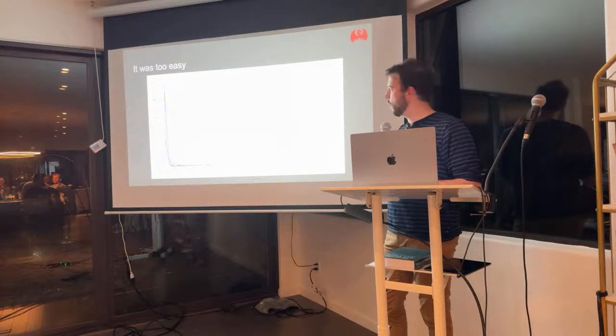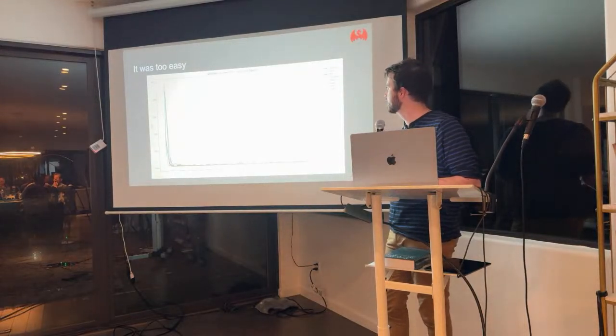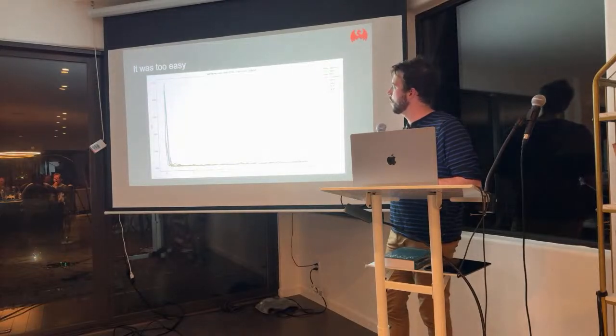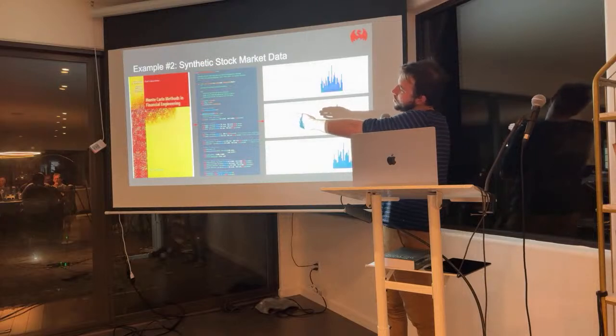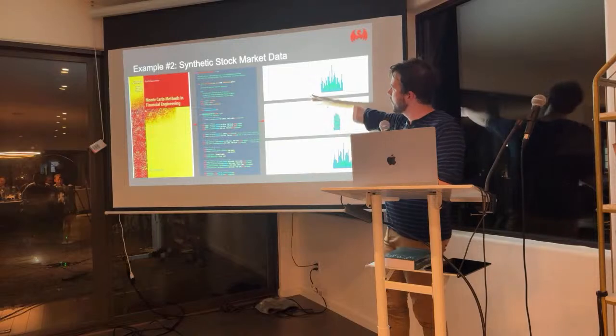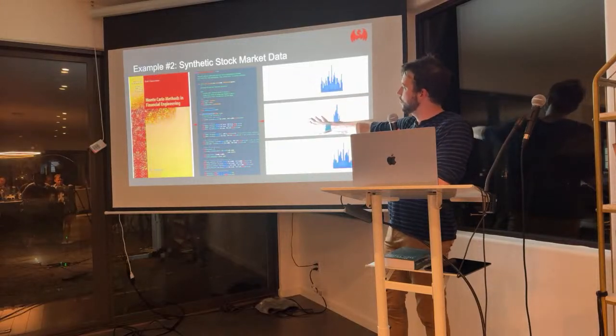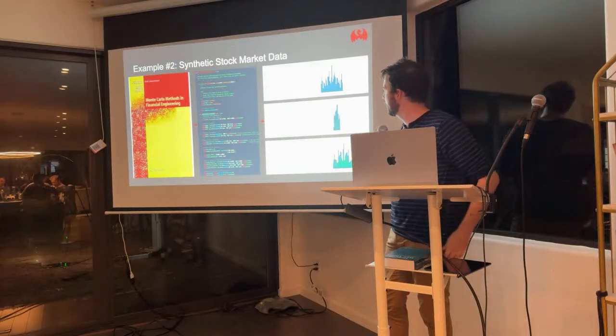So the problem was, it turned out that was way too easy because the actual stock market's easy to predict, I guess, why finance anyway. So I did something else as well. I took this Monte Carlo Methods in Financial Engineering textbook, which is a great book. And then I did the same process, and it came up with some synthetic stock prices that have a bunch of really cool things in there, some pretty sophisticated math there.